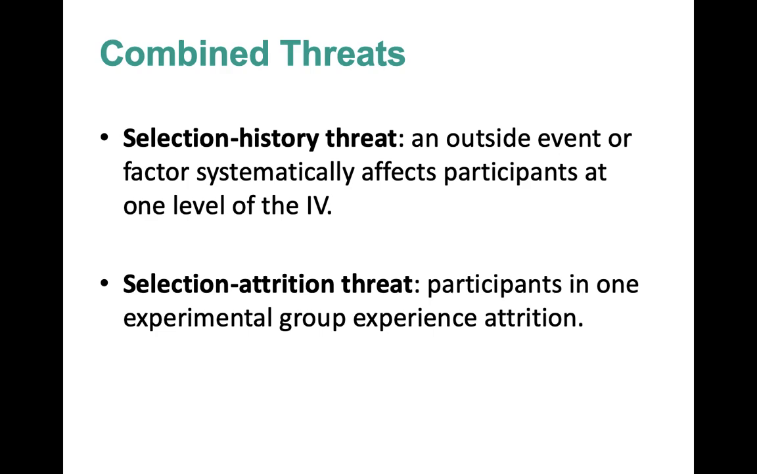All right, now it's possible to have combined threats. Selection threats happen when you've got one group of participants that is systematically different than another. And you can have a combination of a selection history threat when you've got an outside event or factor that systematically affects participants at one level of the independent variable. So if we just have a two-group design, one group of participants has a history threat, but the other does not. There's only an external event that affects one group.